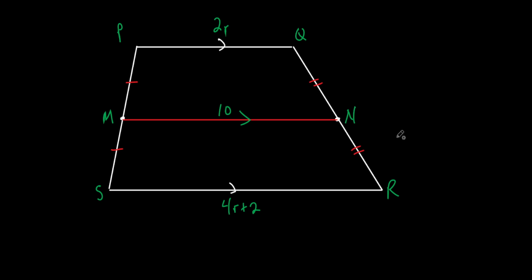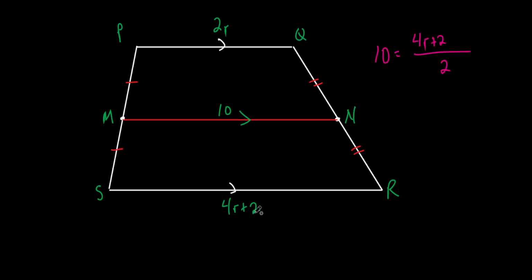All right, so what do we know? We know that the midsegment is equal to the average of the two bases. Agreed? So watch how we write this down. The midsegment, which is 10, equals, what do we do? Divided by 2. And then what do we do? We added up the two what? The two bases.